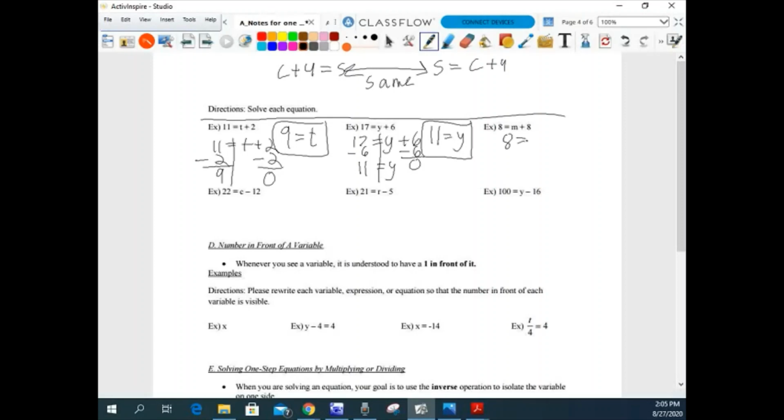All right, last one. 8 equals m plus 8. All right? So I need to get this m by itself. I need to get rid of this plus 8, so I need to subtract 8. And what I do to one side, I do to the other. So 8 minus 8 is 0. 8 minus 8 is 0. Keep the equal sign, m. So m is equal to 0. Now you are free to work on the rest of them by yourselves.